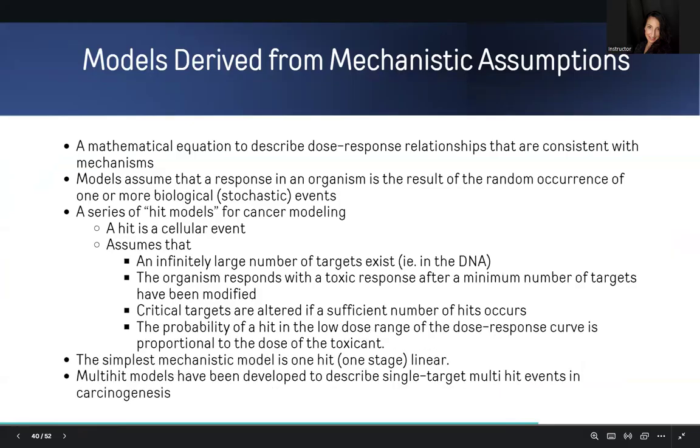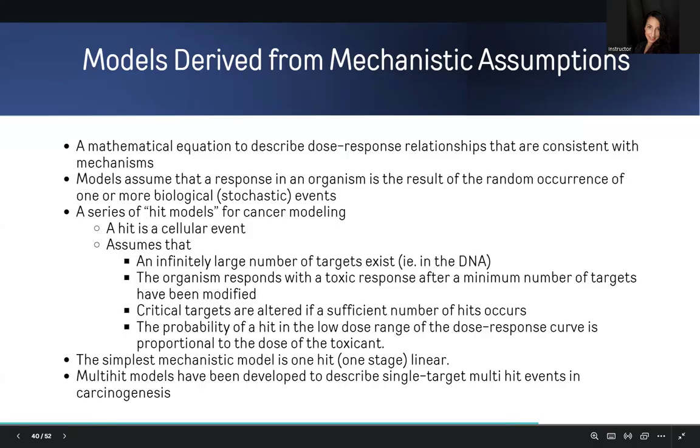Models derive from mechanistic assumptions. This modeling approach designs a mathematical equation to describe dose-response relationships that are consistent with postulated biological mechanisms of response. These models are based on the idea that a response or a toxic effect, in a particular biological unit, animal or human, is the result of the random occurrence of one or more biological events or stochastic events.